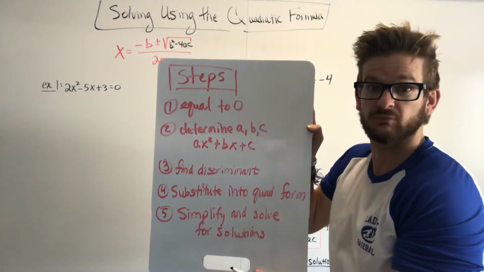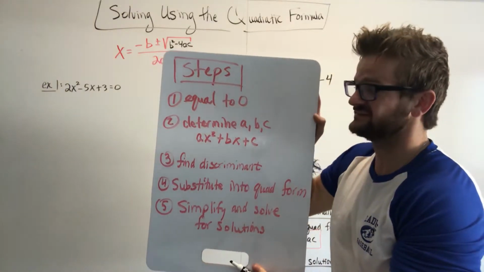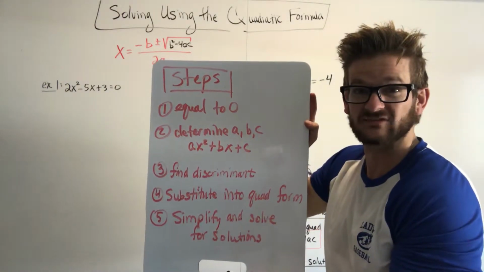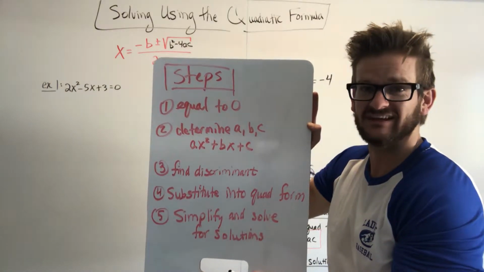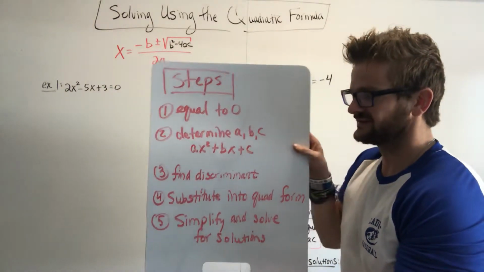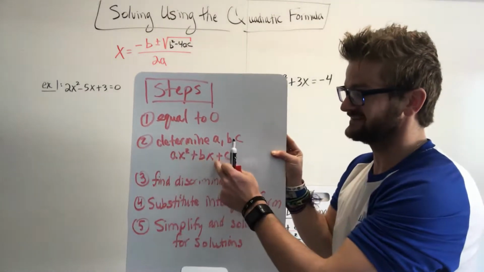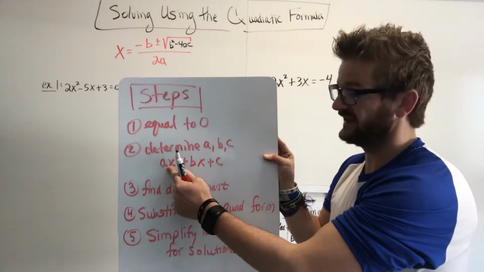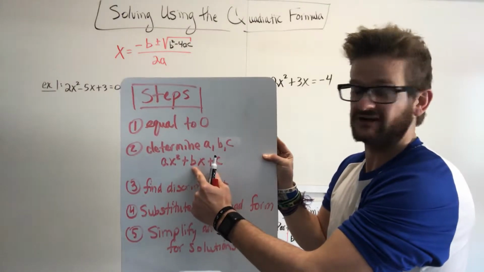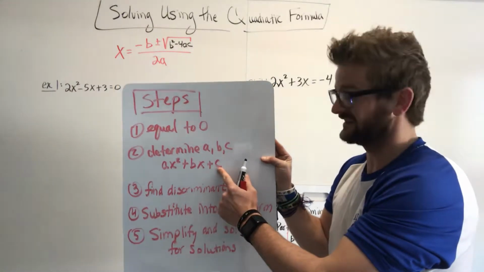This is one of the most important parts. A is determined by what is attached to the x squared. B is the coefficient on the x, and c is the constant. So it's not necessarily in the order of a, b, and c. It is by what it is attached to. So a, the coefficient on x squared, b, the coefficient on x, and c is the constant.